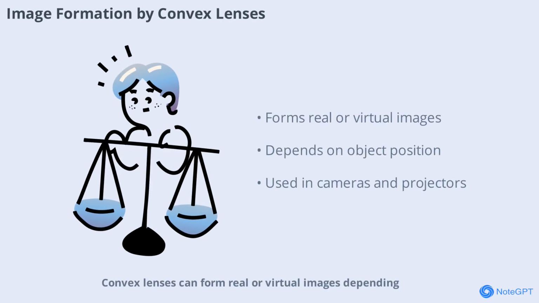Convex lenses can form real or virtual images depending on the object's position relative to the focal point. When an object is placed beyond the focal length, a real inverted image is formed on the opposite side of the lens. If the object is within the focal length, the lens produces a virtual, upright image. This property is widely used in cameras, projectors, and magnifying glasses.